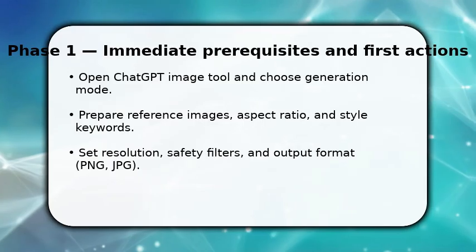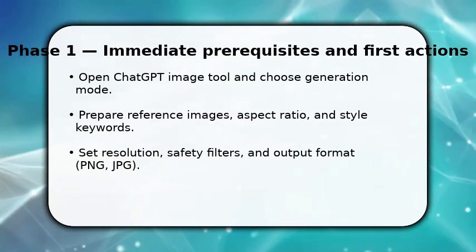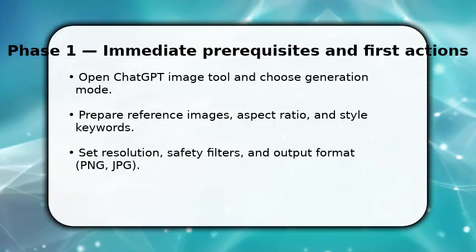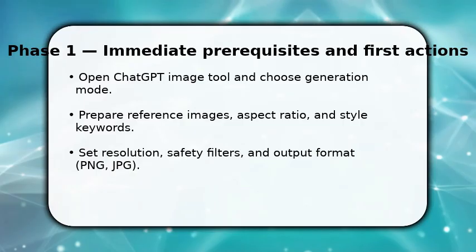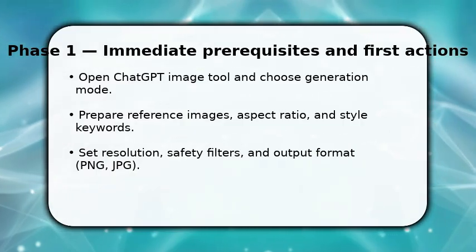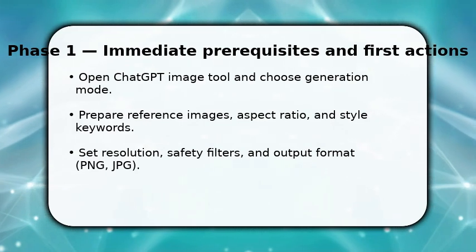Describe subject, mood, color palette, and composition in one concise prompt line so the system gets context. Make sure safety filters reflect your content. You do this early because precise inputs dramatically reduce iterations and save time during refinement.